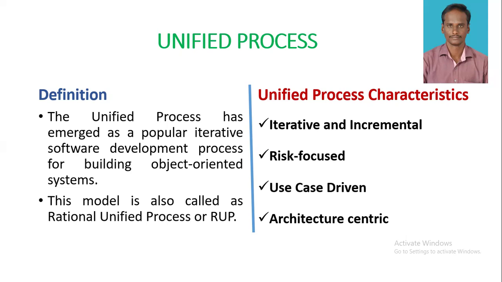The last one is architecture centric. Since no single model is sufficient to cover all aspects of the system, the unified process supports multiple architectural models and views. One of the most important deliverables of the process is the executable architecture baseline, which is created during the elaboration phase.